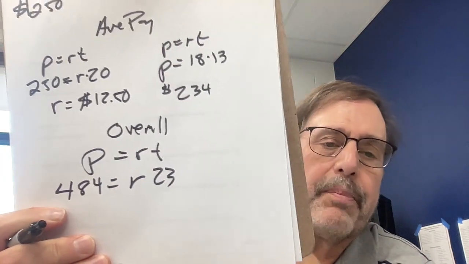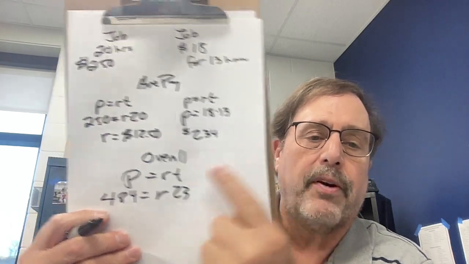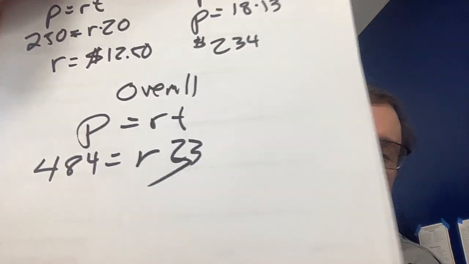So now your overall pay is going to be rate times time. You know what you were paid overall. You were paid $484. You don't know the rate, but you know you got the pay by adding up your 250 and your 234. The time you worked should be 33. You worked 20 hours and 13 hours, so you worked 33. Pay equals rate times time, so 484 divided by 33, and you got $14.67 an hour. Nice.